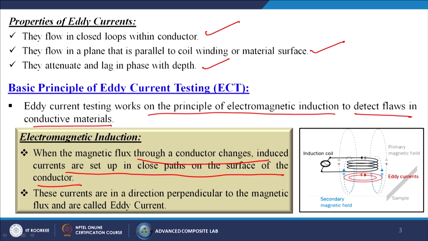So, now you can see that we have the sample. We have induction coils, and through them we generate the magnetic field, and due to that magnetic field, the eddy currents, in red color, are generated onto our workpiece or sample. These currents are in a direction perpendicular to the magnetic flux and are called eddy currents.